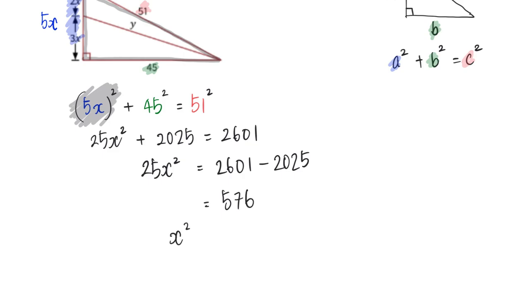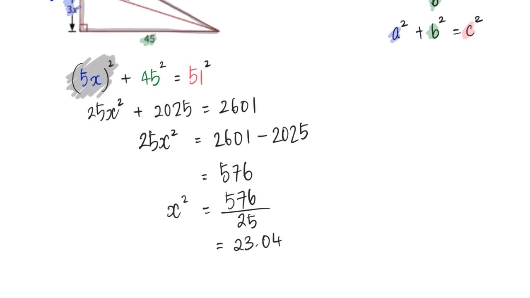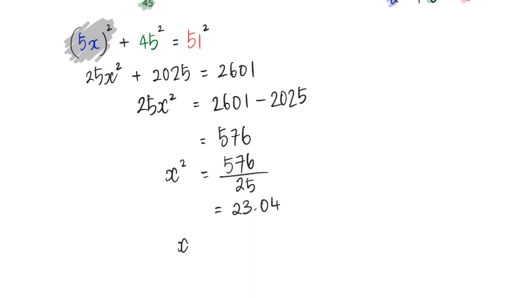And therefore I divide by 25 on both sides. x square is 23.04, and last but not least, I will then have to square root this to give me 4.8. So I have successfully found the value of x as 4.8.